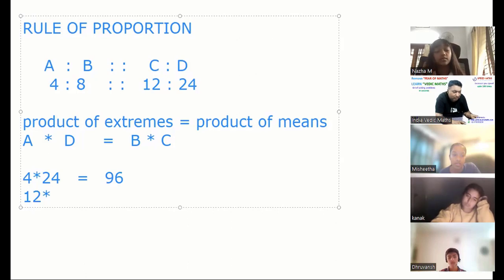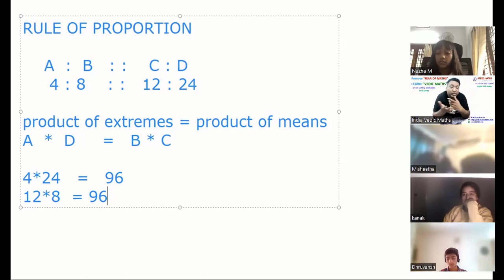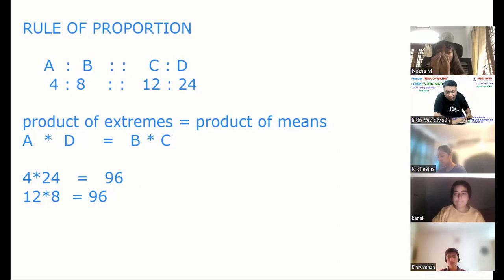Correct. This is the concept of the rule of proportion. Now, how will you use it? So we are going to solve one practical question, Mishita, that will help you to use the rule of proportion.